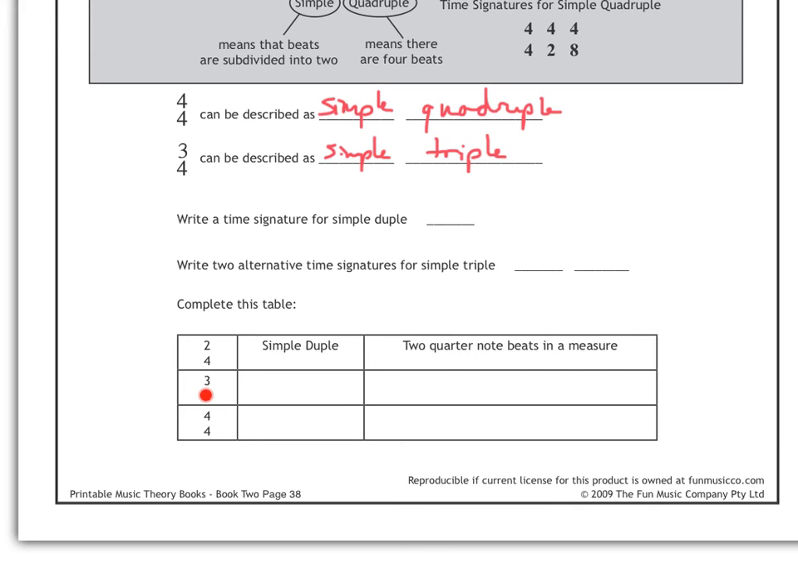Here you have a time signature of 3/4 time. What is it called and why is it called that? And then again for 4/4, what is it called? Why is it called that? That essentially is the end of this lesson on simple time signatures.